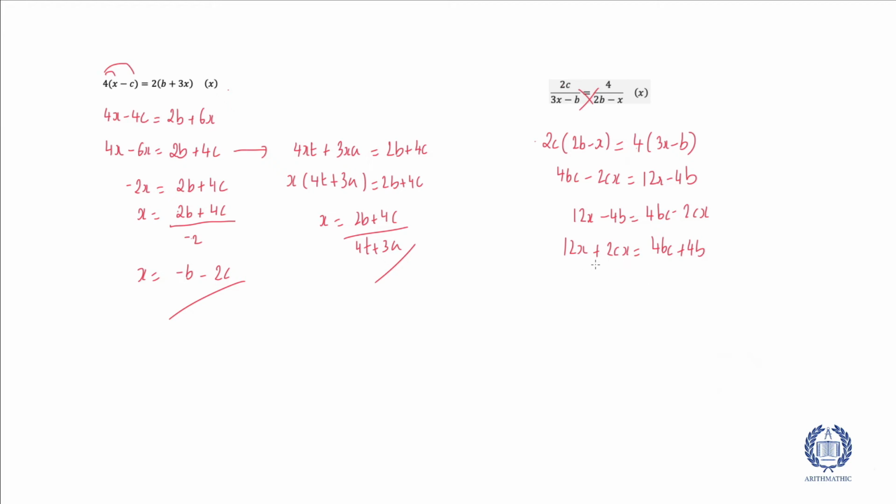So now we can factorize by taking x out. Then we'll be left with 12 plus 2c equal to 4bc plus 4b. And now my final step is x is equal to 4bc plus 4b divided by 12 plus 2c. And that is how you do this question.